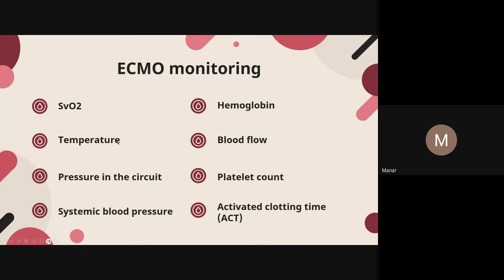We also have to monitor the temperature of the patient, the pressure in the circuit. As I've said before, the delta P helps us identify if we have any clots inside the membrane oxygenator or not. We also have to monitor the systemic blood pressure, the hemoglobin, the blood flow, basically the hemodynamics of the patient. And lastly, we have to monitor the platelet count and the activated clotting time. This gives us insights about the bleeding or clotting that's happening inside the machine or in the patient's body.